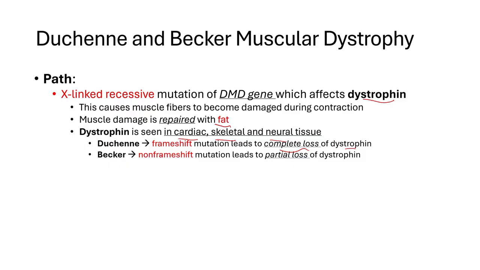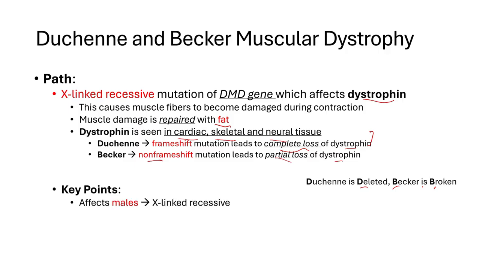On the other hand, Becker's is caused from a non-frameshift mutation, and this only leads to a partial loss of dystrophin. The way that I like to remember this is that Duchenne is deleted, meaning that there is nothing left, while Becker is broken, that there is some functionality left. And this is important when we discuss presentation and onset of symptoms.